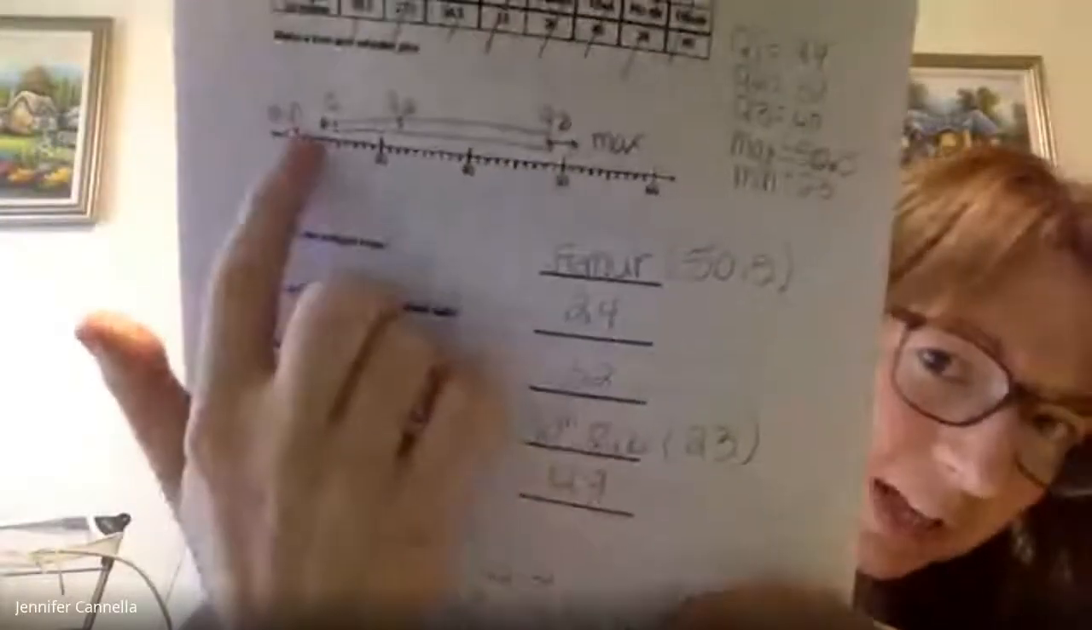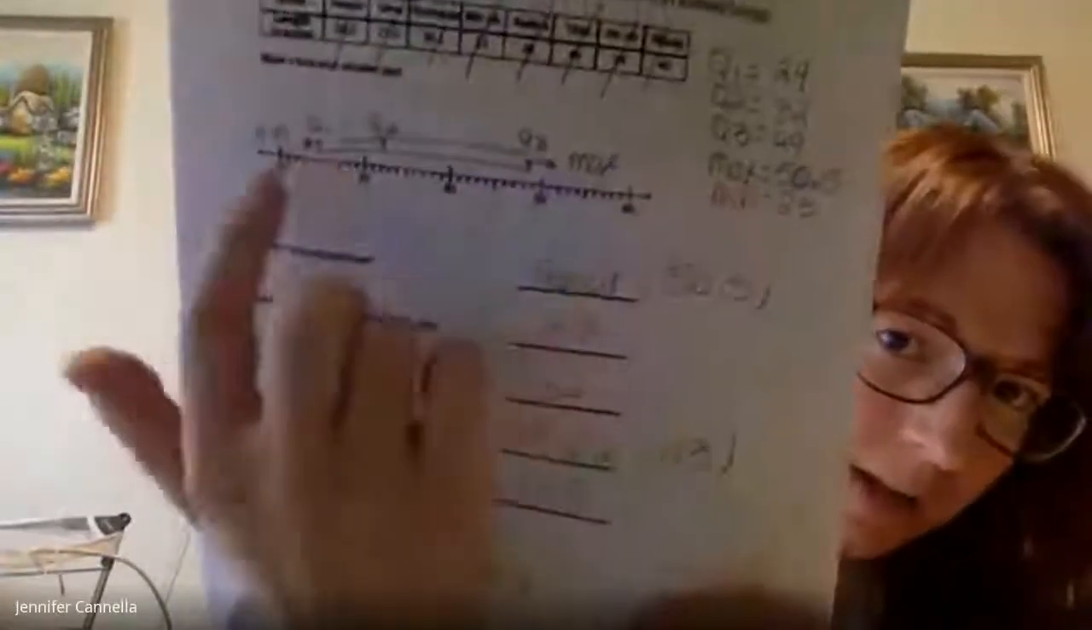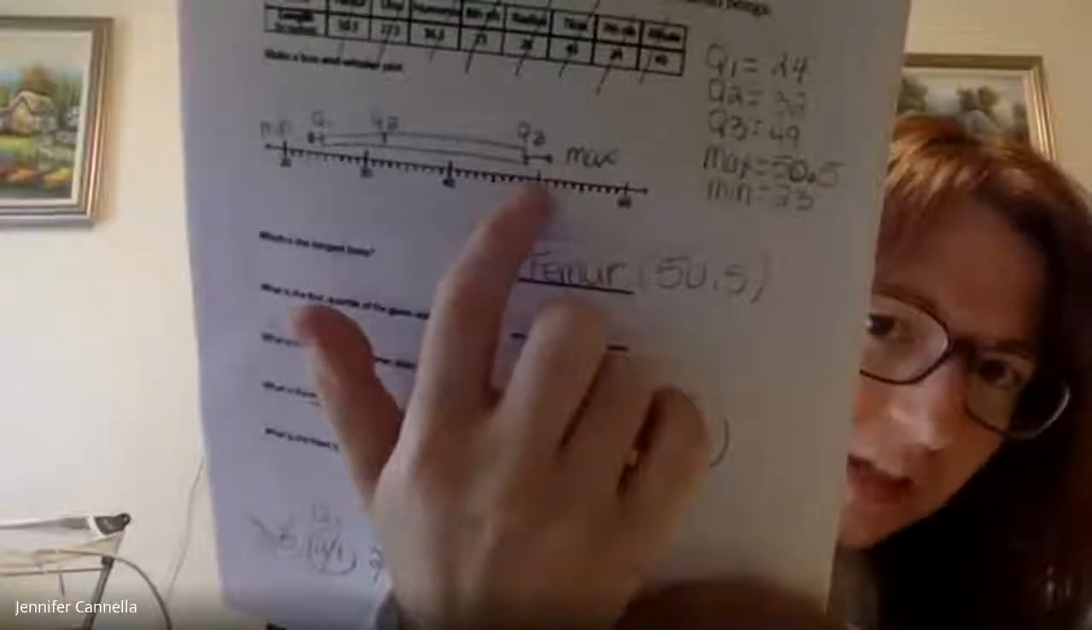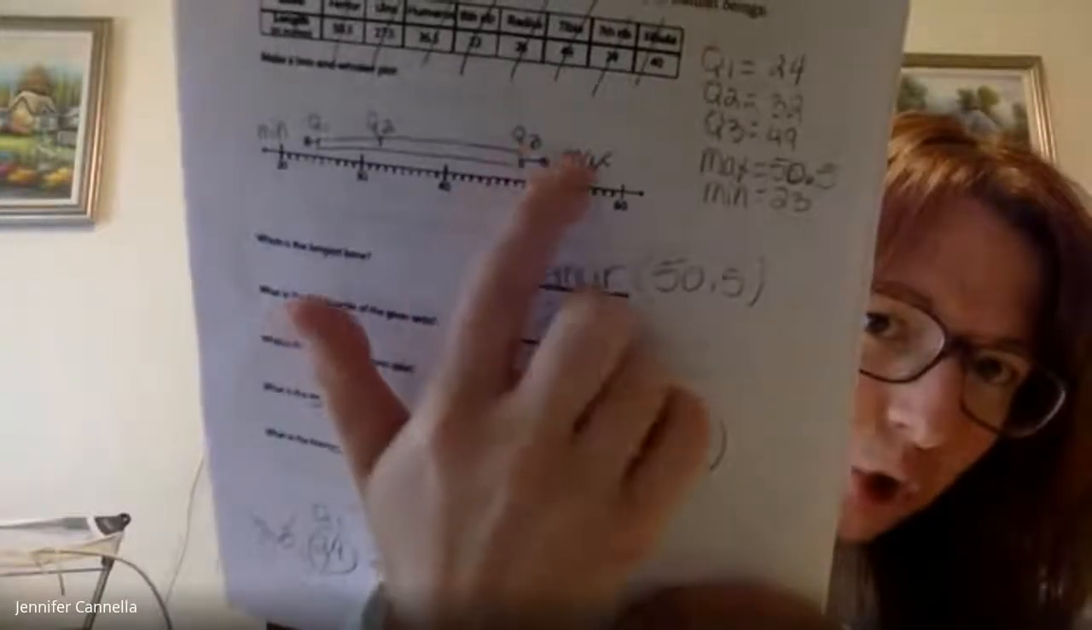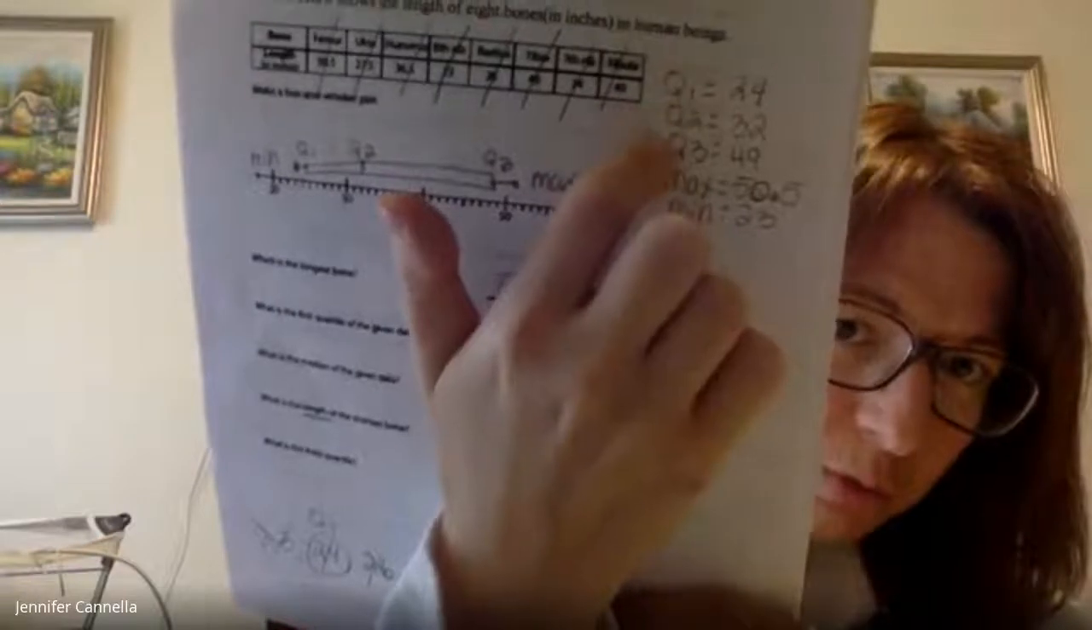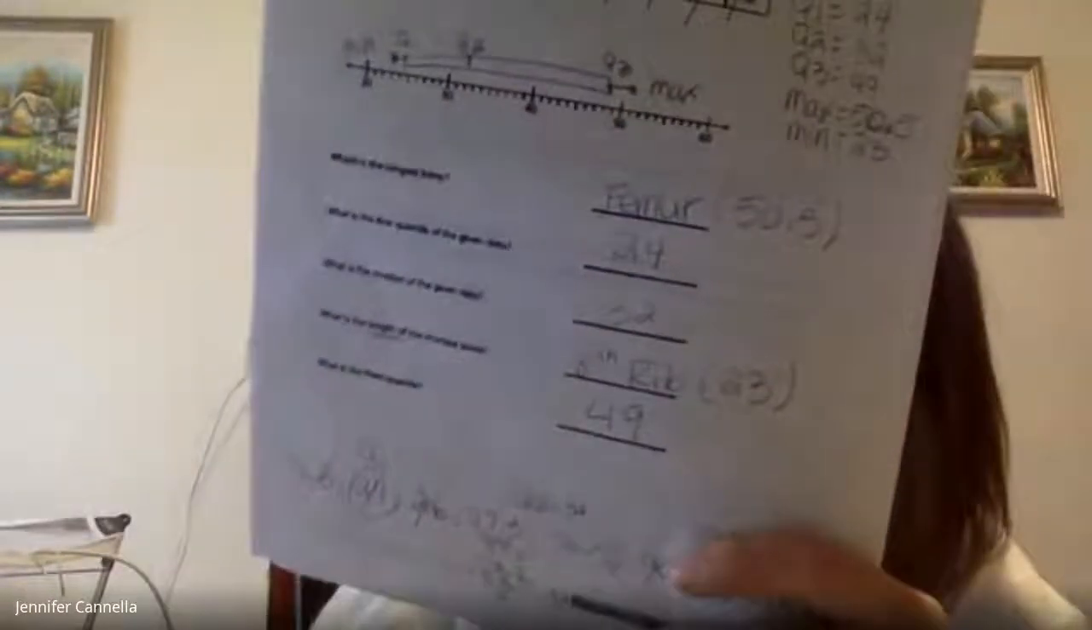Okay? So the minimum and the maximum represent the whiskers. If you can see what I did, I went to the minimum, 23, and I graphed 23 and labeled it min. I went to the maximum of 50.5, which is a little after 50, and I called it max. Those are the whiskers. I then graph Q1, Q2, Q3 to make up the box.